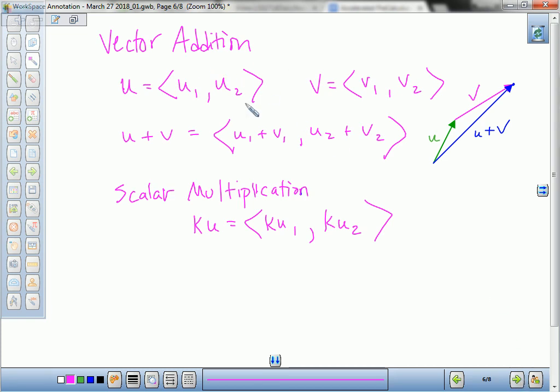Okay, so vector addition, just add up your horizontal components, add up your vertical components. Scalar multiplication, you're just multiplying through by a scalar. What that would do is take a little vector, and if we multiplied it by 3, it would just make it 3 times as long. So it would just grow. 1, 2, 3. There we go. It just grows. That would be like if we multiplied by 3.